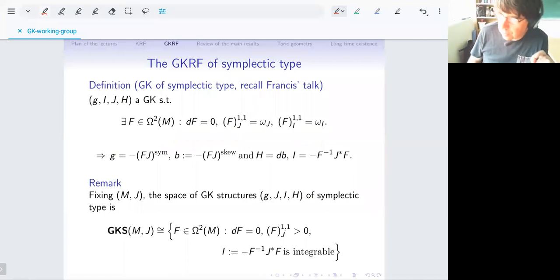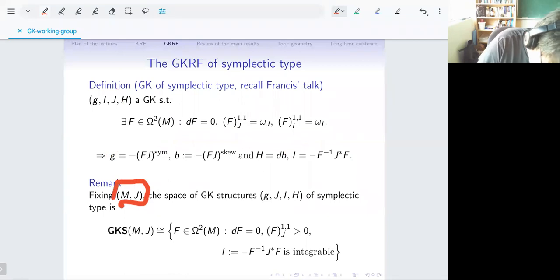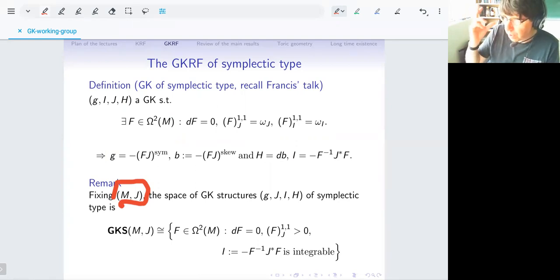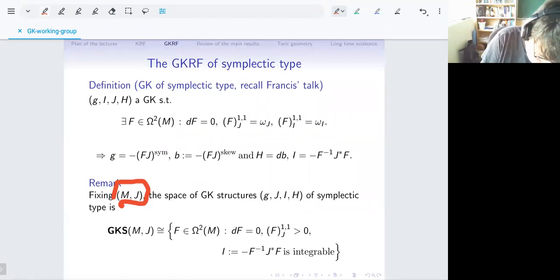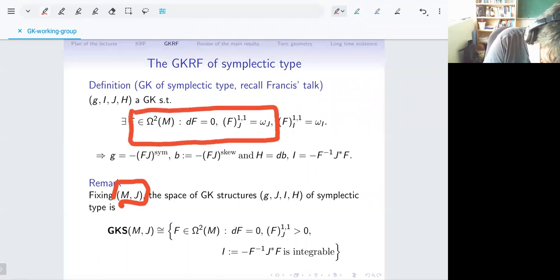So now, what is important from this perspective is that if I fix the complex structure as I want, then generalized Kähler structures of symplectic type are entirely parameterized by the symplectic form, by one symplectic form. So you take one symplectic form which satisfies the first condition. In symplectic geometry, people say that F times J.